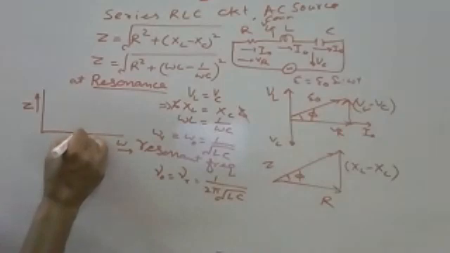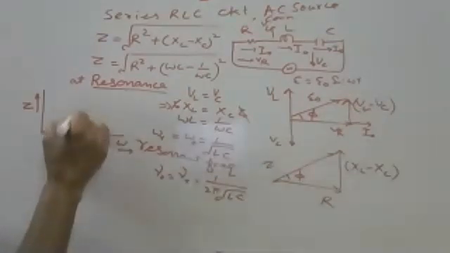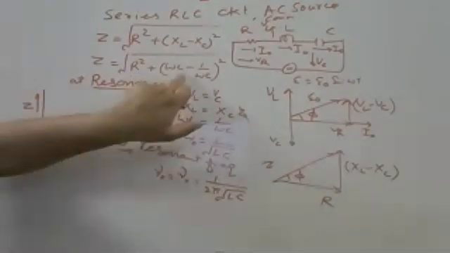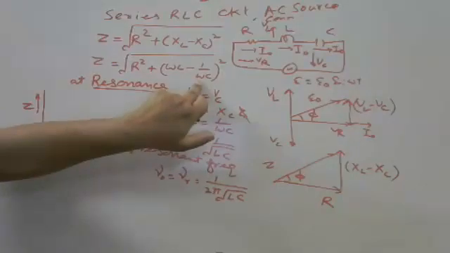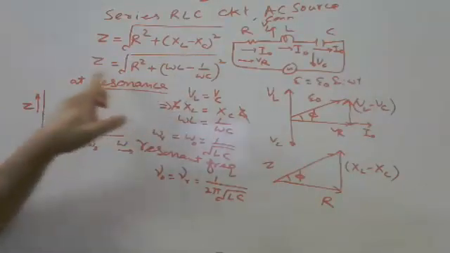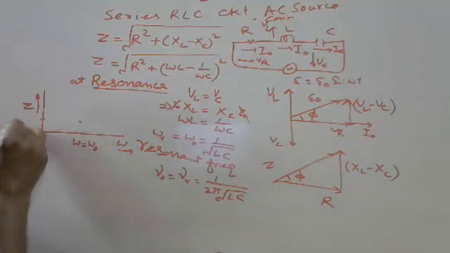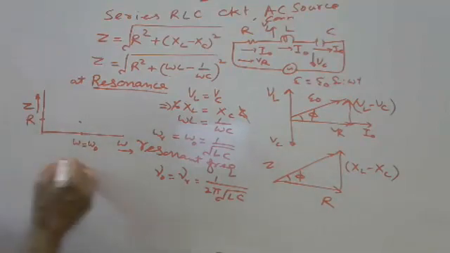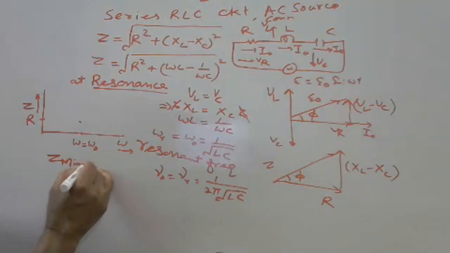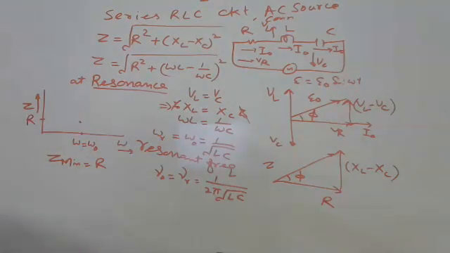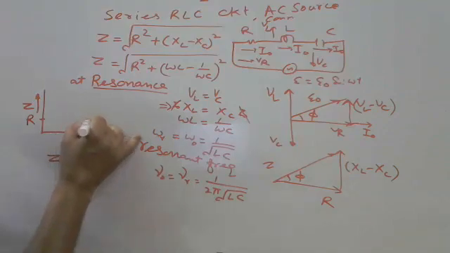At the resonant frequency, omega is equal to omega naught or omega R. These two are 0. Omega L is equal to what? 1 by omega C. XL is equal to XC. So Z is equal to R. It means the minimum Z will be equal to R. Z minimum equal to R only.